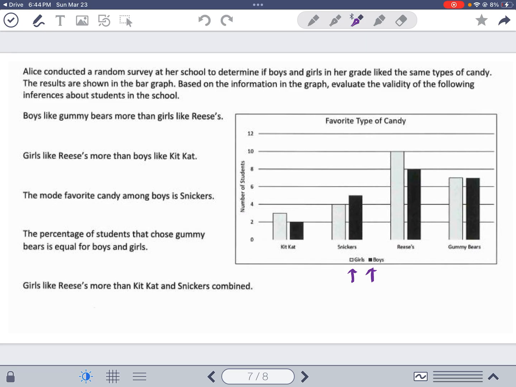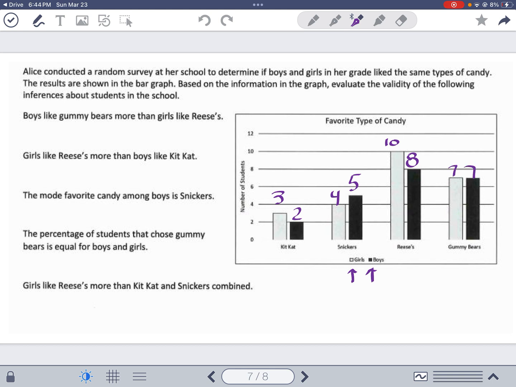So if I'm looking at girls for Kit Kat, I see that we have 3. Boys for Kit Kat, we have 2. Girls for Snickers, we have 4. Boys for Snickers, we have 5. Reese's for girls, we have 10. Boys, we have 8. And it looks like Gummy Bears is tied there.